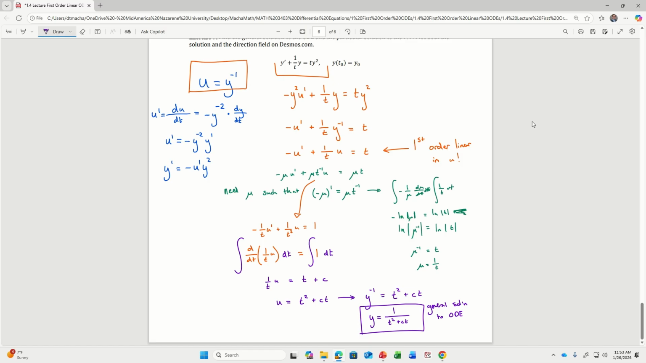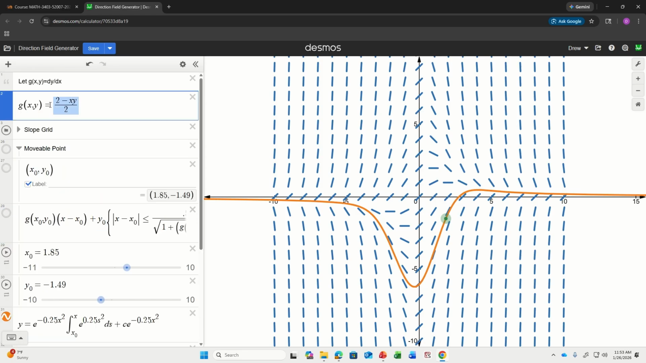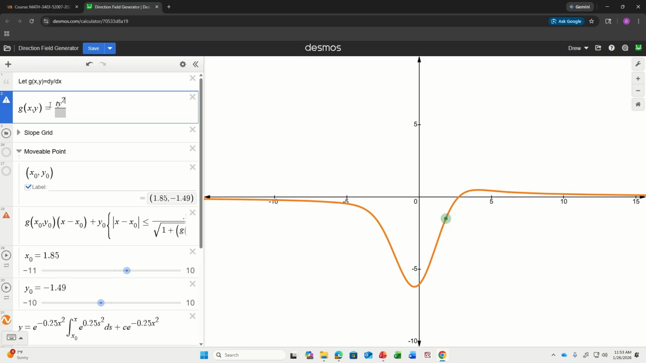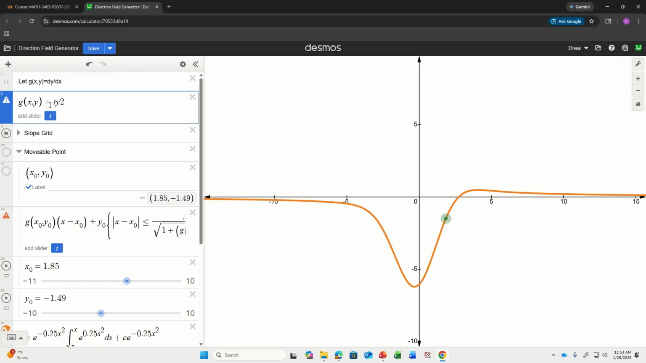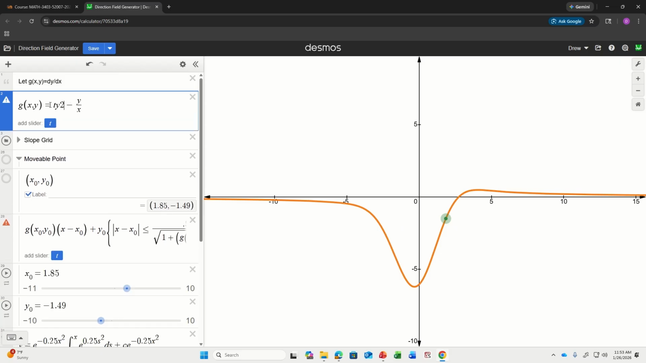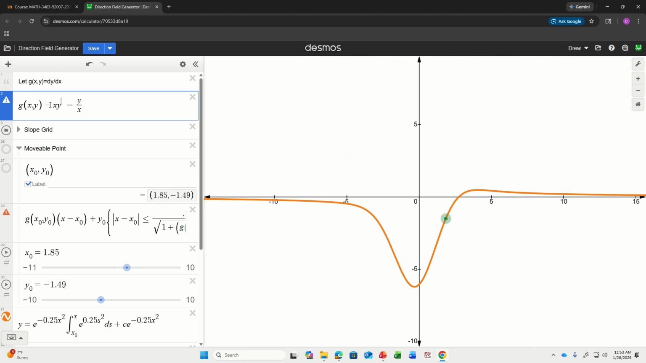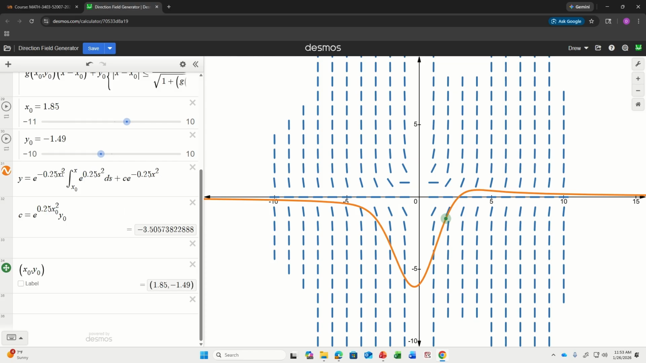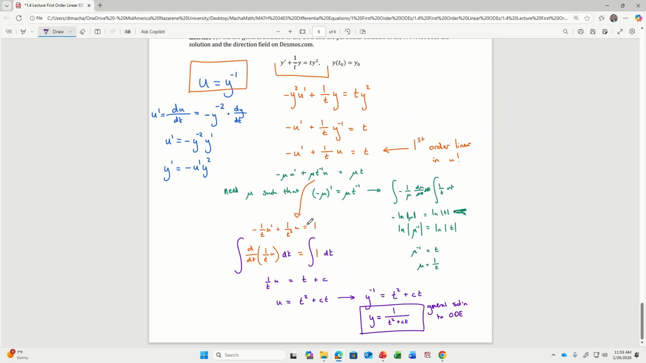Okay, let's check our work. Let's pray that we got it right. We got t y squared minus y over t. So x y squared minus y over x. The blue is the line segments for my ODE, my direction field. My solution is 1 over x squared plus cx.